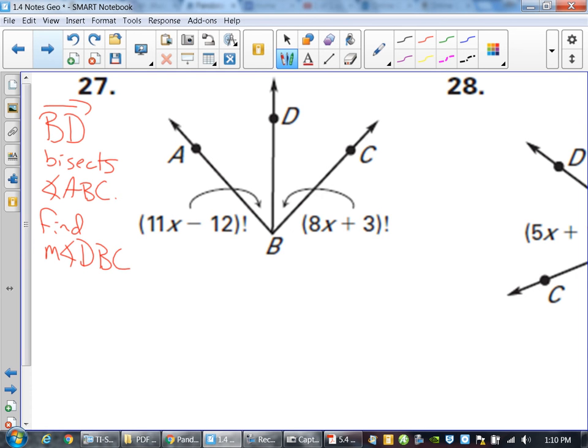But look at what they wrote. They actually wrote 11x minus 12 with an exclamation point, as if they're really, really excited. That's not what it means. It just means there was a typo on some of the worksheets. It should be a degree symbol. It somehow yelled it with an exclamation point.